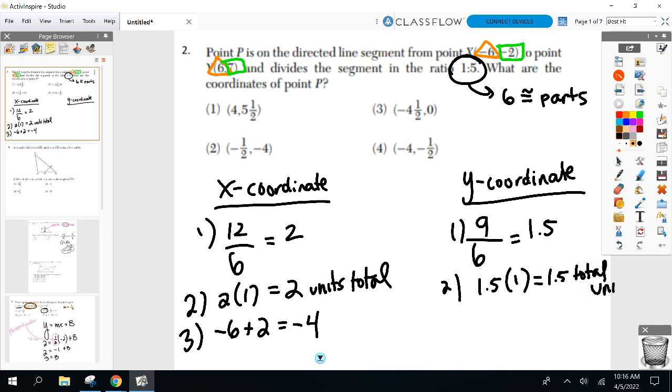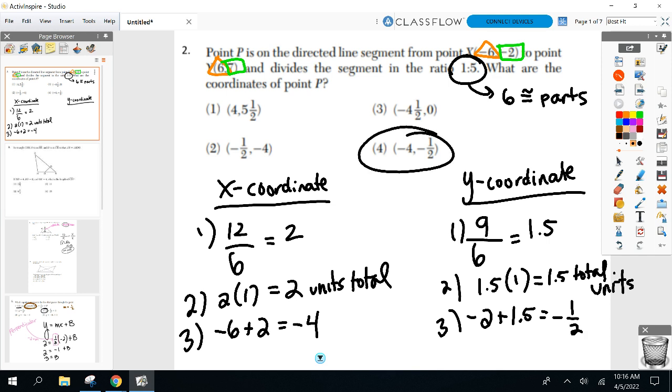What was my starting y coordinate again? Be careful. What was my starting y coordinate? -2. And I go 1.5 units. Where do I end up? -1/2. So -4, -1/2. All these partition problems are done the same way. Just the ratio changes and the points change.